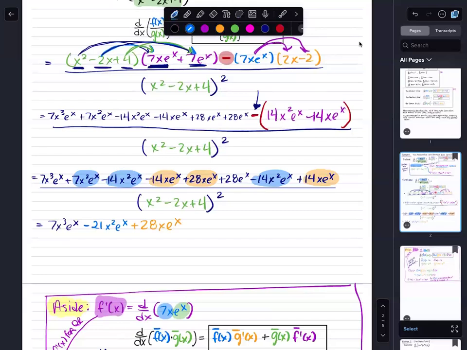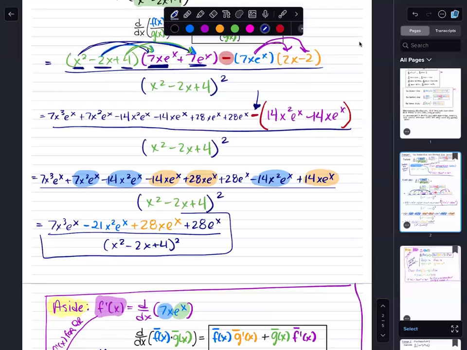And then finally, our last one, we don't have to worry about combining with anything because there's nothing to combine it with. We have 28 e to the x, all divided by x squared minus 2x plus 4. For me, you may leave it like this. You could factor out an e to the x and then potentially factor the cubic. But I just want you, for the moment, combining those like terms and writing your answer down.